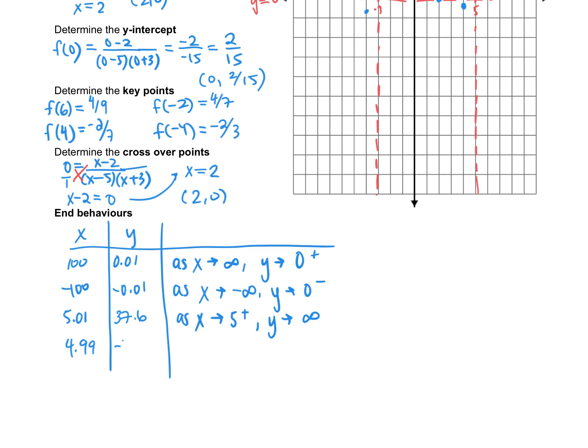And then for the left side of the asymptote, I'll pick 4.99. Punch it into my calculator, I get negative 37.4. So that's a negative number. So as x approaches 5 from the left, y approaches negative infinity. My second vertical asymptote is at negative 3. So to the right of negative 3 is negative 2.99, and to the left is negative 3.01. And again, replace x with these values, see what you get for y.